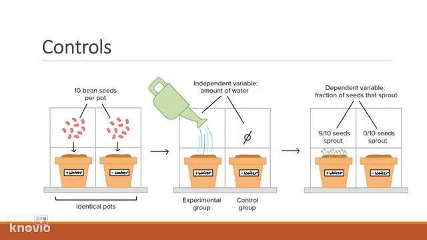It's really important that each experiment has controls. Here we have 10 bean seeds per pot that have been put in 2 identical pots. The independent variable is the amount of water we put in each. In one we add water and in the other we don't. The pot where we don't put water is our control group, our negative control group. Then we incubate both pots and we measure the number of seeds that sprouted. We should expect 0 seeds to sprout in the pot without the water because it's our negative control, but we should see seeds in the other pot.